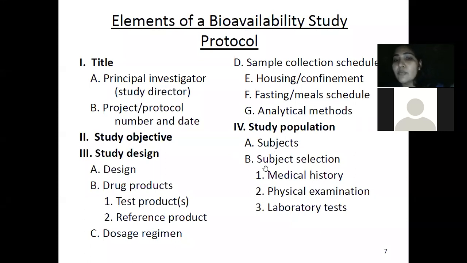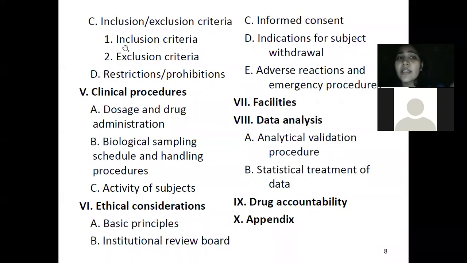Then study populations, the subject selection, medical history, physical examination, laboratory test, inclusion exclusion criteria, details of those criteria, restriction and prohibition. So what comes under restriction and prohibition? You cannot take alcohol, nicotine, means you cannot chew tobacco, cigarettes, etc. So generally that point comes into restriction and prohibition. Then what clinical procedures are you following, when is dosage and drug administration happening, when will the biological sampling schedule be, what will be the handling procedures for biological samples. That means once you take the samples from the subjects, how are you going to handle it, where are you going to store it, under what condition, how are you going to transfer the samples to other facility, all that has to be mentioned.